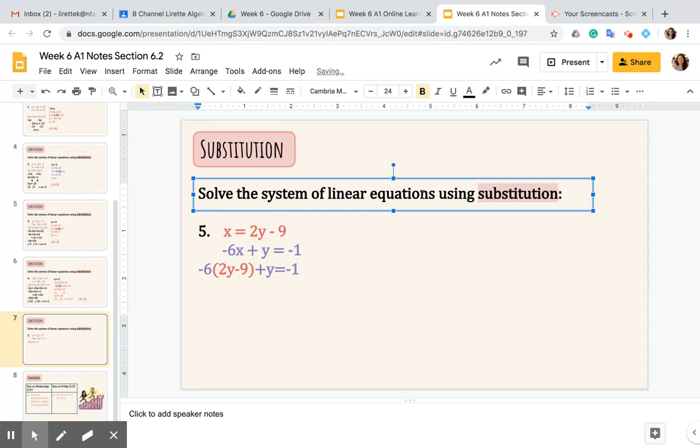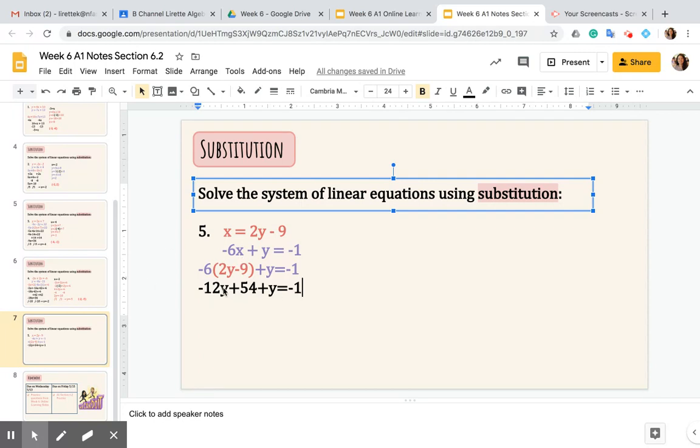And now I solve the multi-step equation. I'm going to distribute first. Negative 6 is what's touching the parentheses, so that's what I need to multiply. My first product is going to give me negative 12y. Negative 6 times negative 9, I'm going to get a positive here, and I'm going to get positive 54. Don't forget there's still a plus y and then equals negative 1. That all has to come down for the ride.